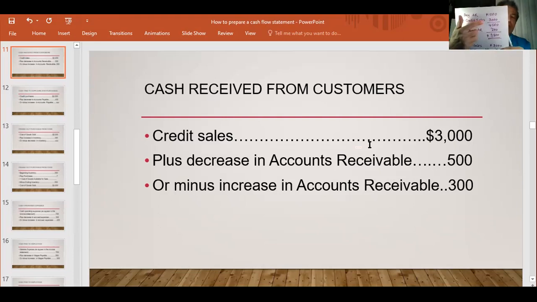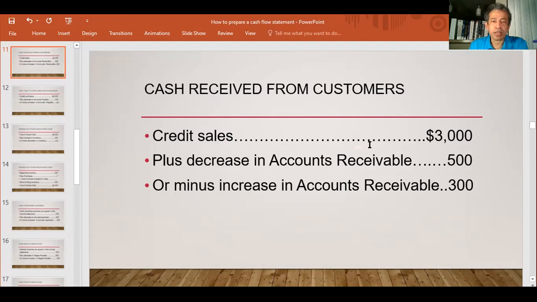Also do this ledger. You can say beginning balance plus sales is total due, minus ending balance is amount collected. So in both ways, it has to end up with the same amount of money. All right, so I prefer this: cash received from customers would be credit sales, cash sales, of course, if there is, if it's given. So cash sales plus credit sales plus decrease in accounts receivable or minus increase in accounts receivable.